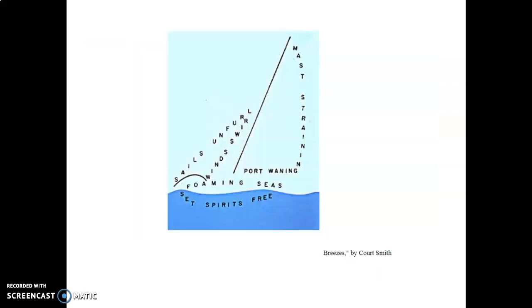Here's another one. Again, also by Court Smith, called Breezes. I love this one because, again, where do we start, right? And again, it gives us that freedom to do that. Sails unfurl, winds swirl, mast straining, port waning, foaming seas set spirits free. Or you could start it with mast straining, port waning, foaming seas set spirits free, sails unfurl, winds swirl. So where we start is really open to interpretation. Right? Here's some more examples that'll really hit home with what we're looking for. Just real quick on the Breezes here by Court Smith, you can also see that they added some lines here. So you can add some pieces to the poem, the picture in particular, to really set the picture apart.